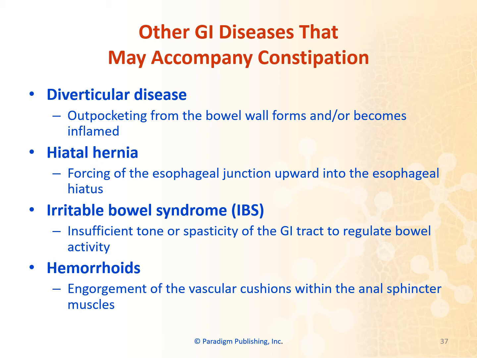Other GI diseases that may accompany constipation. So we have diverticular disease, which is like diverticulitis or diverticulosis. It's caused by outpocketing from the bowel wall, which forms and becomes inflamed. They also have hiatal hernias, irritable bowel syndrome, and hemorrhoids.